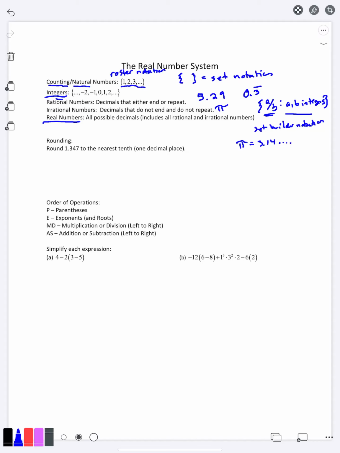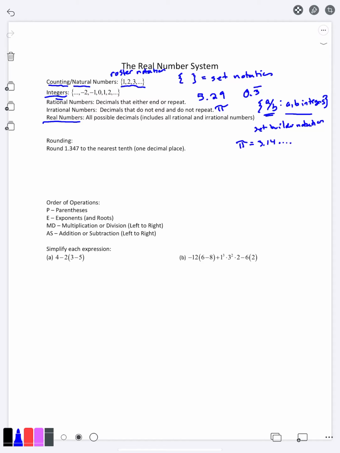This problem says round the number 1.347 to the nearest tenth, and then it says in parentheses 1 decimal place. That's because some places you look will ask you to round to the tenth. Some will specify 1 decimal place. It just depends on where you're getting the problem from. You should understand both of them.